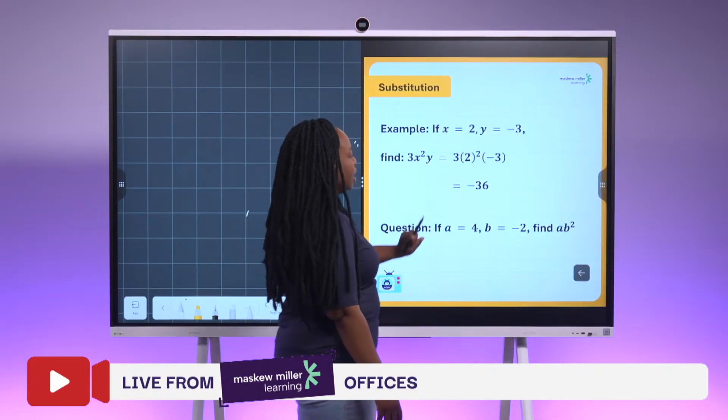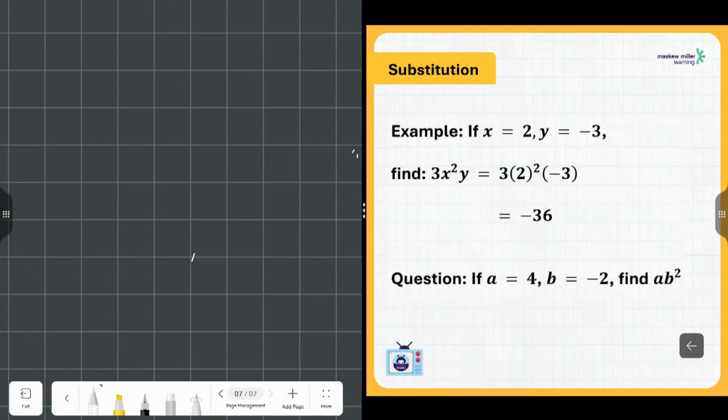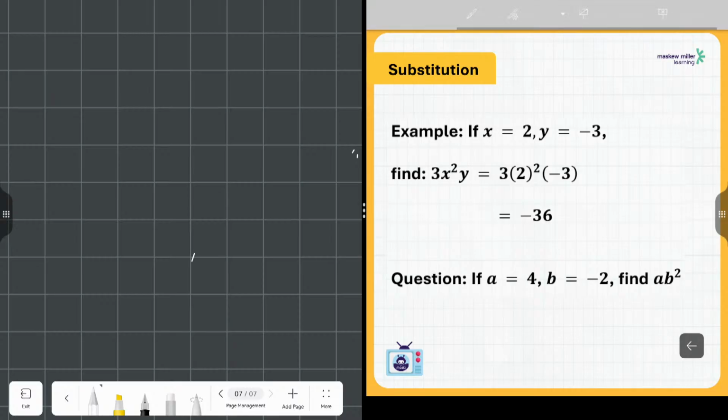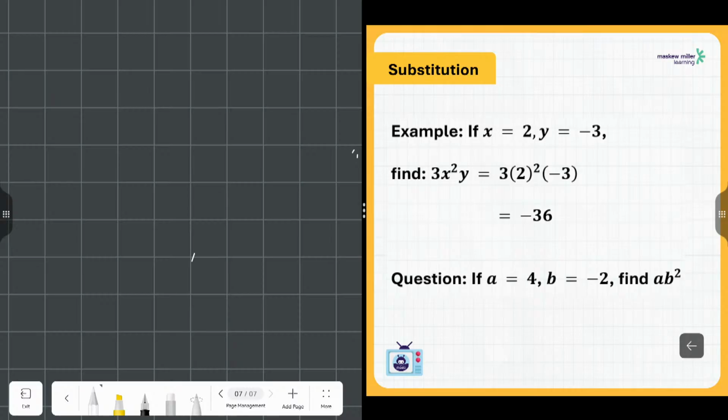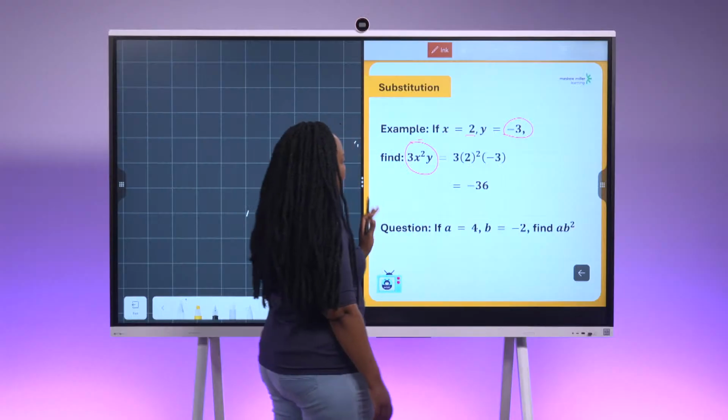Okay. So let's say, for example, if we are saying substitution, if I am given information, in this case, they said, if x equals 2 and y equals a negative 3, find 3x squared y. So that's what you are going to do. This is your question. So how are you going to find 3x squared y? Wherever you see x, you're going to put 2, and wherever you see y, you're going to put a negative 3, right?